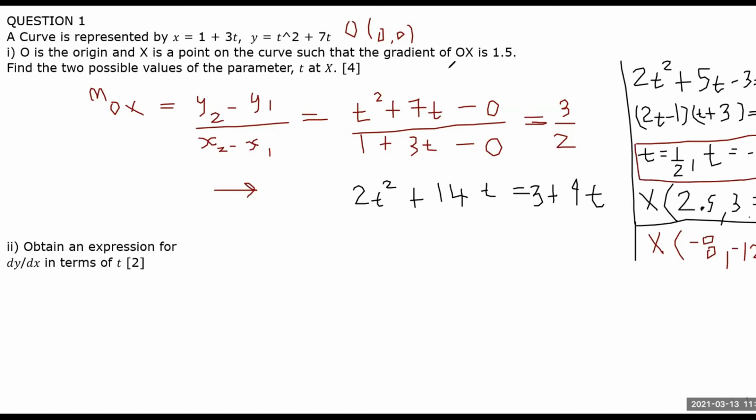All right, so the answer is t equals 0.5 or t equals negative 3. That's the answer. And we're going to verify these, of course. We have to. That's the answer.